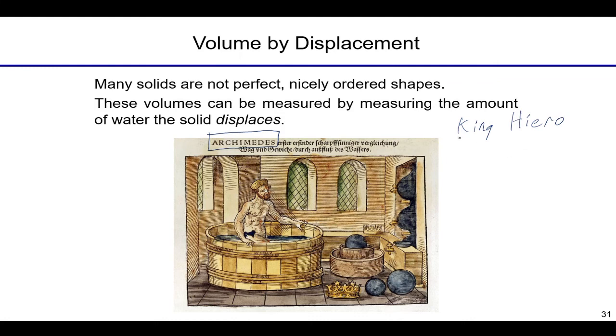Now, King Hiero commissioned this crown and gave his goldsmith some mass, maybe 3 pounds of solid gold to make the crown out of. And the goldsmith took this 3 pounds of gold, went off, made the crown, and returned it to the king. But there were whispers.